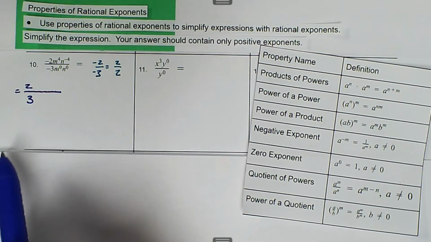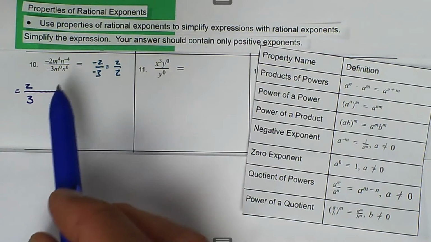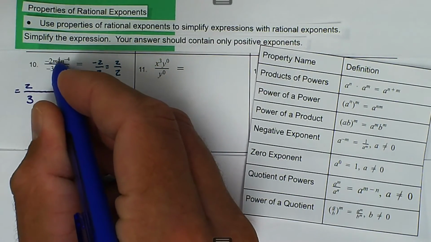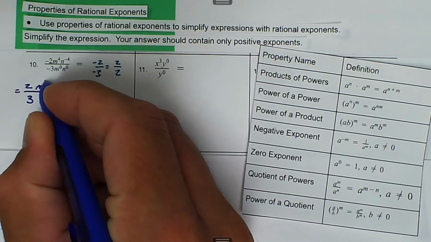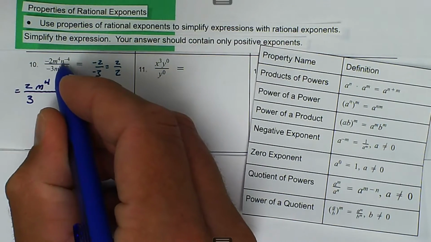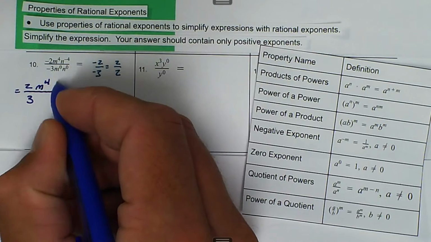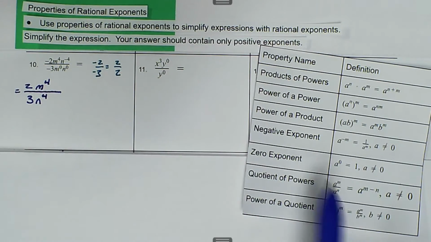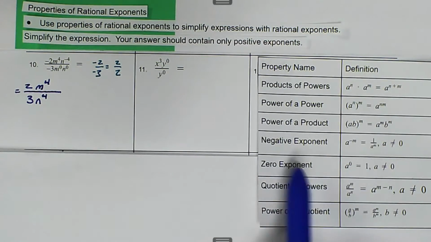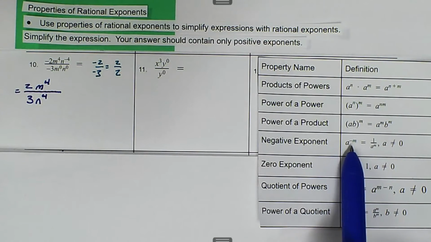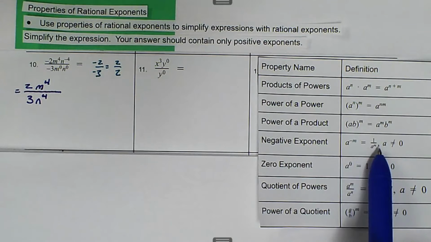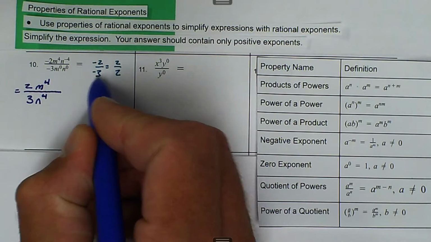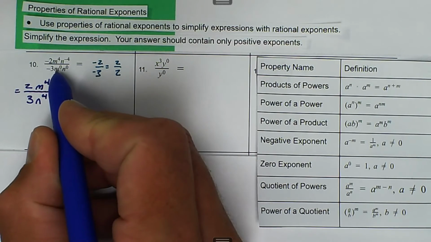The next thing I want to do is write all of my exponents as positive. So m to the 4th stays in the numerator because it's positive. N to the -4th, I'm going to move that to the denominator and make it positive because of the negative exponent. So if it has a negative exponent, we can move it to the denominator and make it positive. Then we have the 3, which we already dealt with over here.